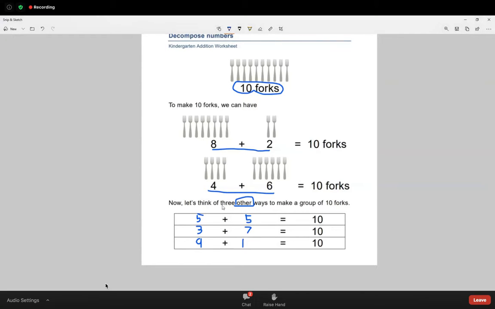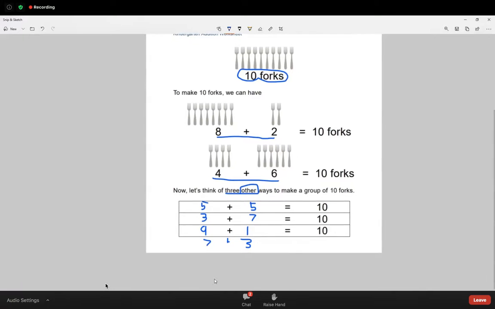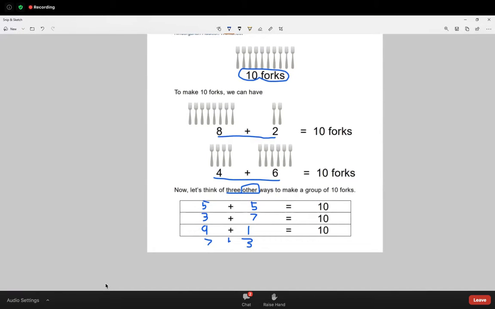So we already got the 3 other ways. We already did what the worksheet wanted us to do. I think we can go above and beyond here. I think we can list even more ways. So, okay, someone said 7 plus 3, so we can flip this one right here. And we can do 7 plus 3. What other ways can we do this? You can just type it in the chat. 2 plus 8. Yep, we can flip that example from up there. 2 plus 8. 0 plus 10.